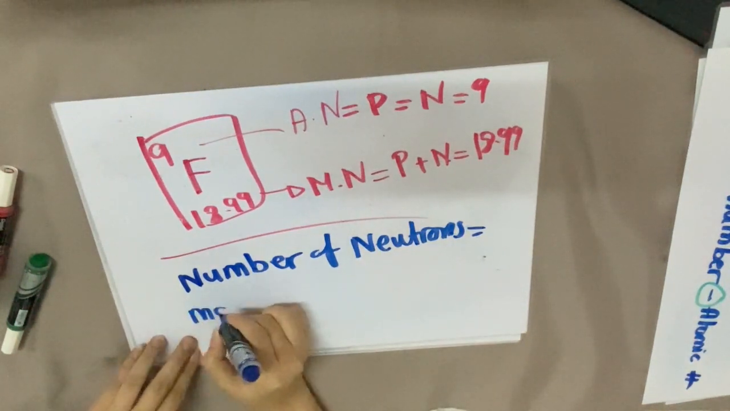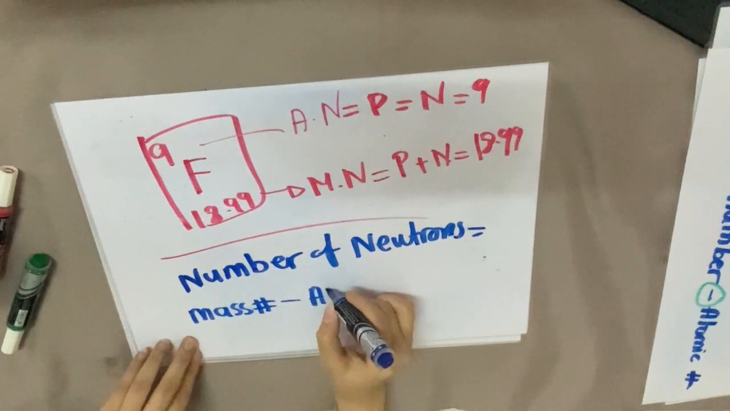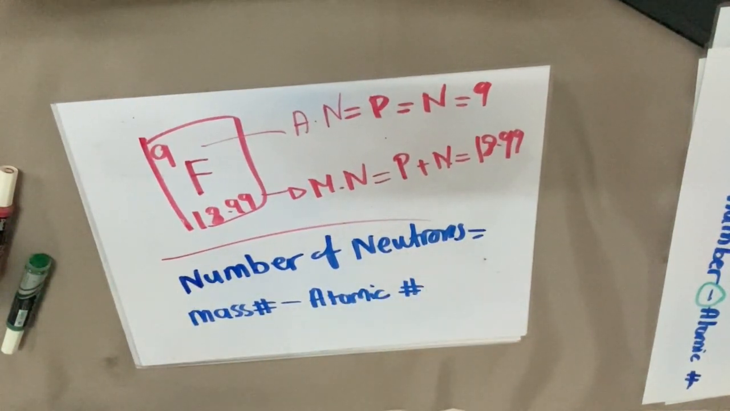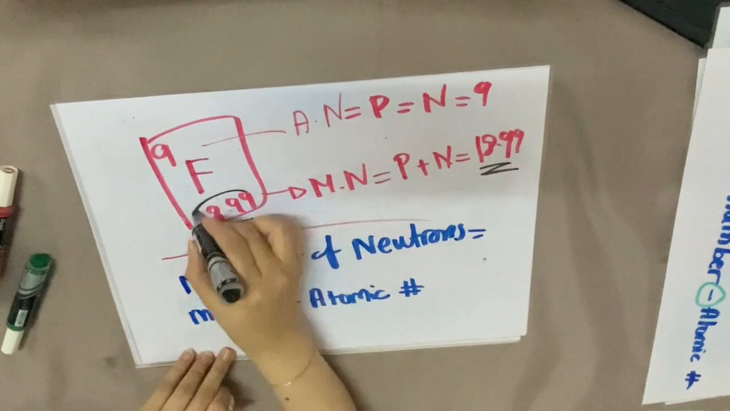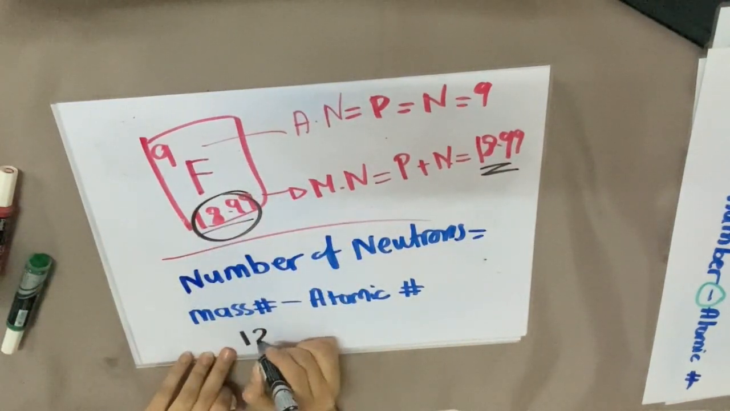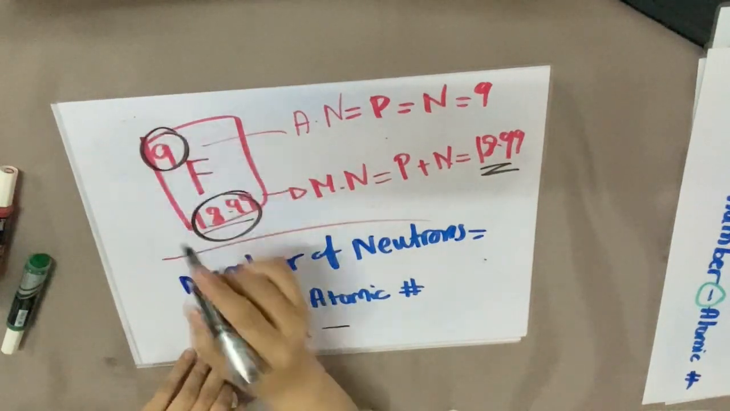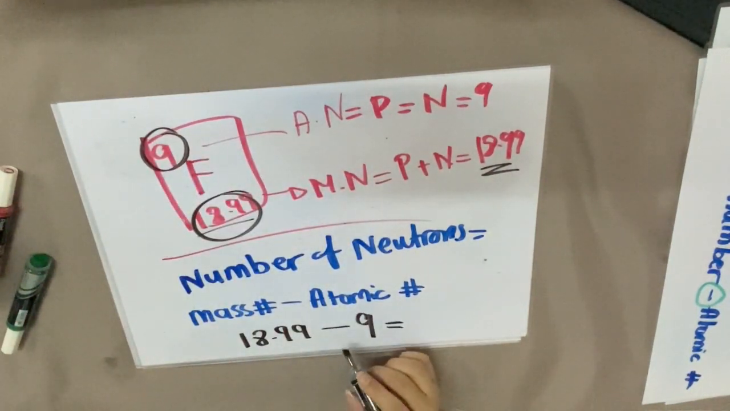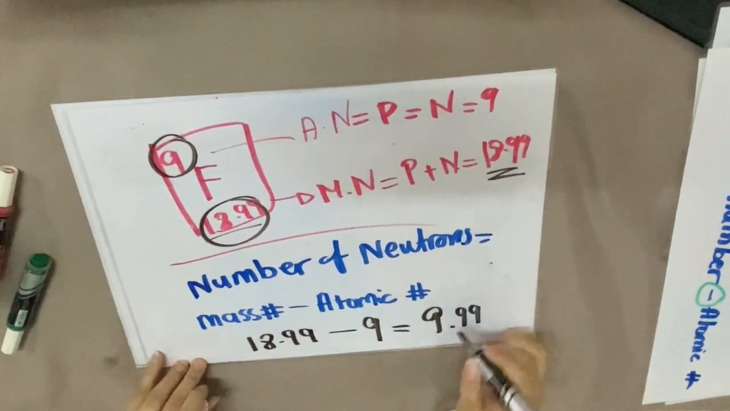Number of neutrons is also found using the element key in the periodic table, because the number of neutrons is the mass number minus atomic number. So in the case of fluorine, mass number is the one at the bottom, so it's 18.99 minus the atomic number, which is at the top, 9. So 18.99 minus 9, we get 9.99.